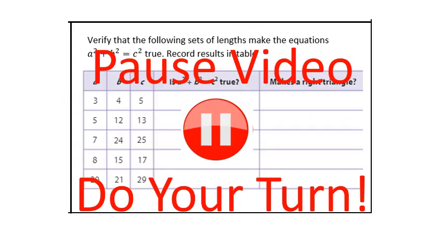I want you all to go ahead and pause the video and do this your turn. Here, what I want you to decide is, given the three sides of the triangle, so for the first one you have A is 3, B is 4, C is 5. I want you to see if a squared plus b squared will actually equal c squared. So you're first going to say yes or no, is that going to be true? And then you're going to say yes or no, is it a right triangle? So take about 5 minutes and work through this table and then check your answer.